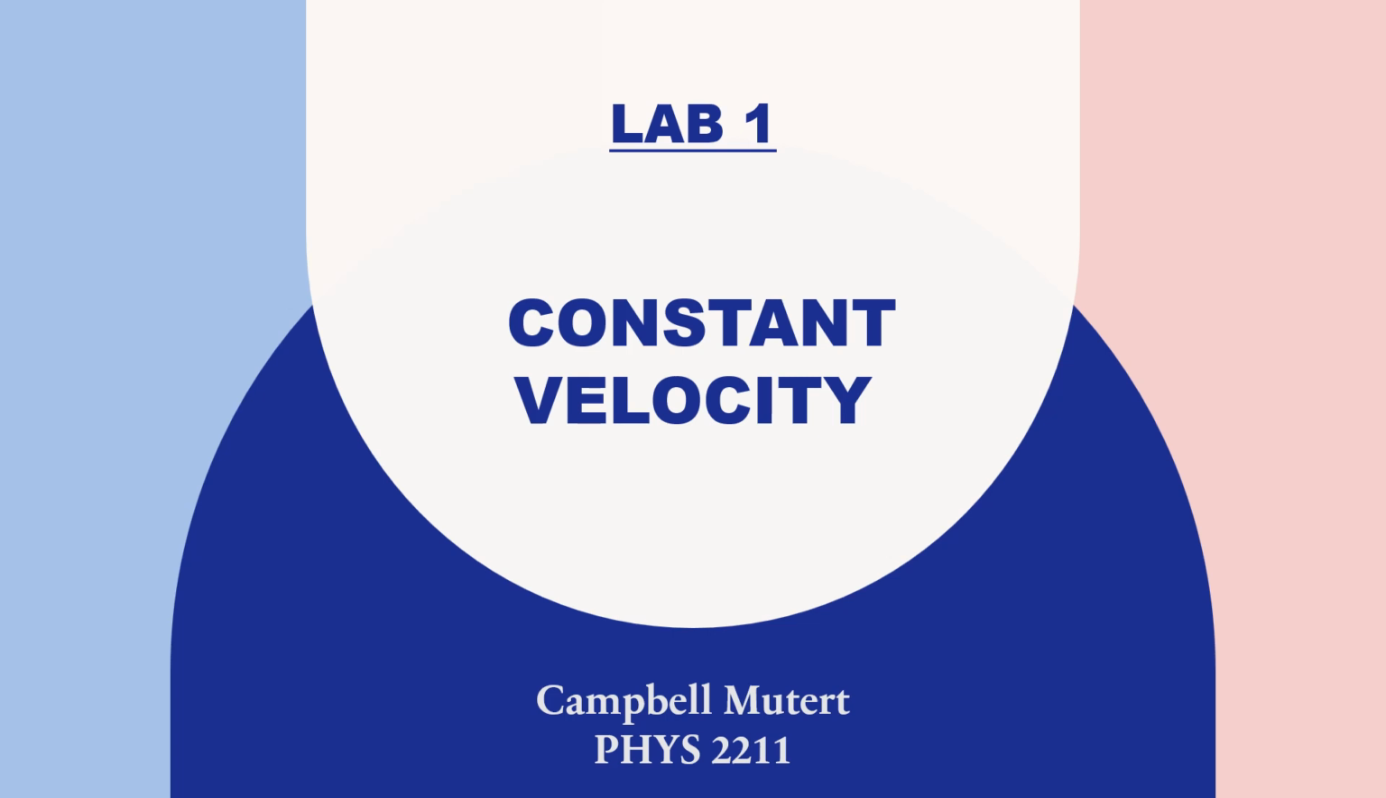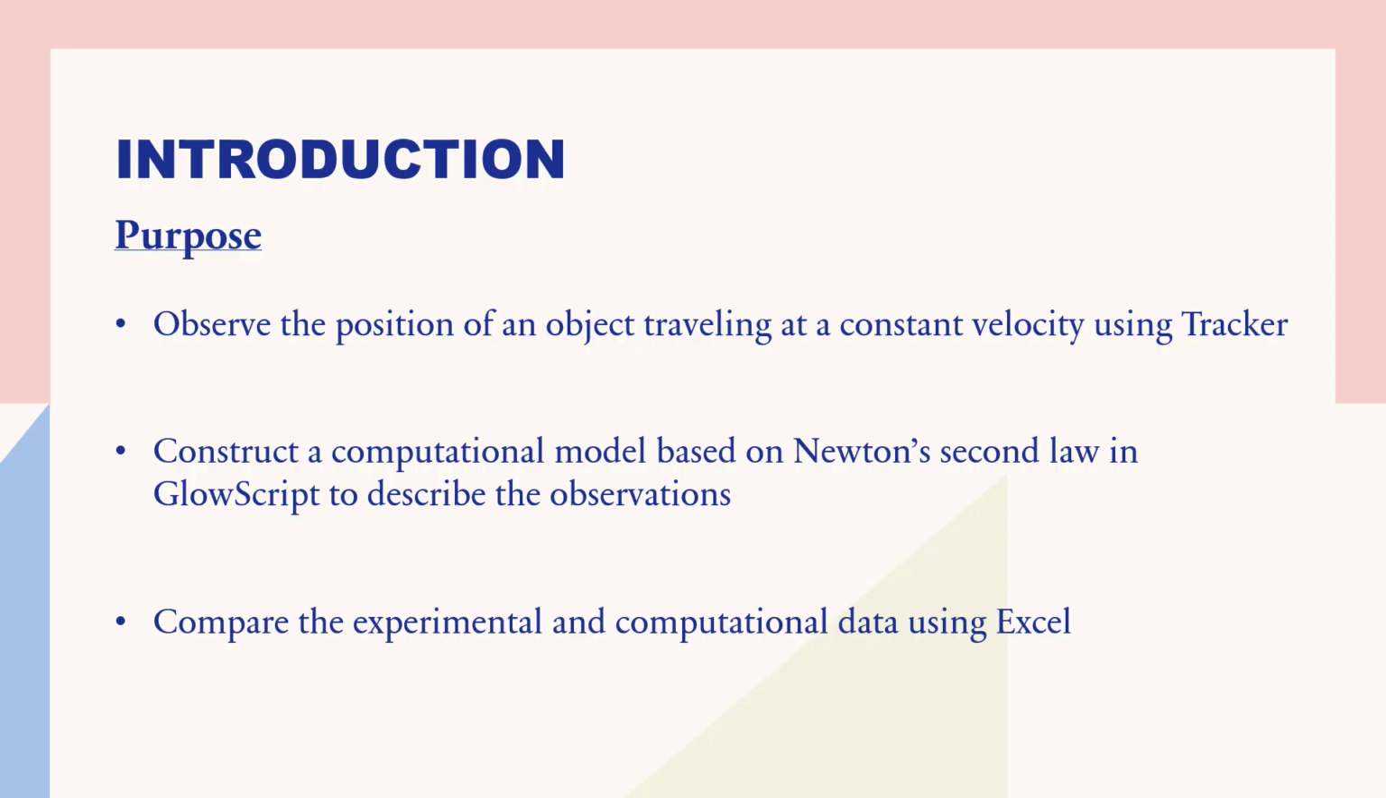My name is Campbell Mutert, and this is my video lab for Physics 1 for constant velocity. The purpose of the lab was to use Tracker to observe the motion of an object traveling with a constant velocity, use that data to construct a GlowScript model based on Newton's second law to describe the observations, and then to compare the two sets of data in Excel.